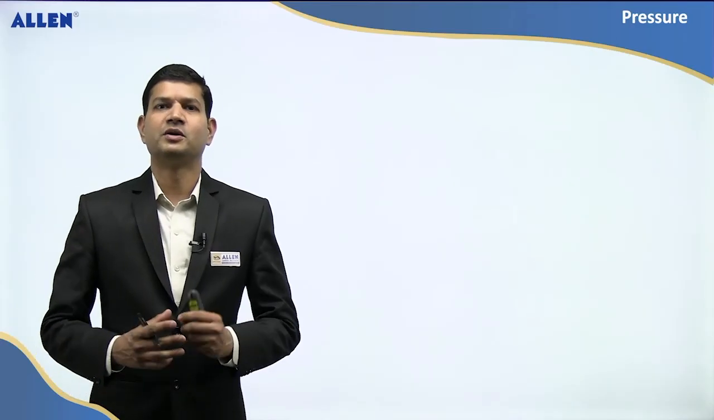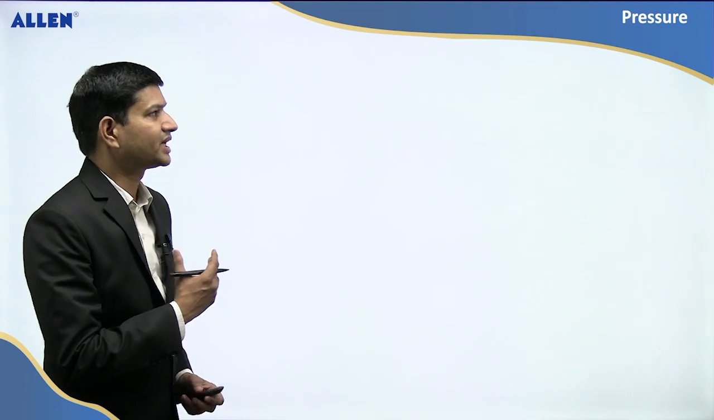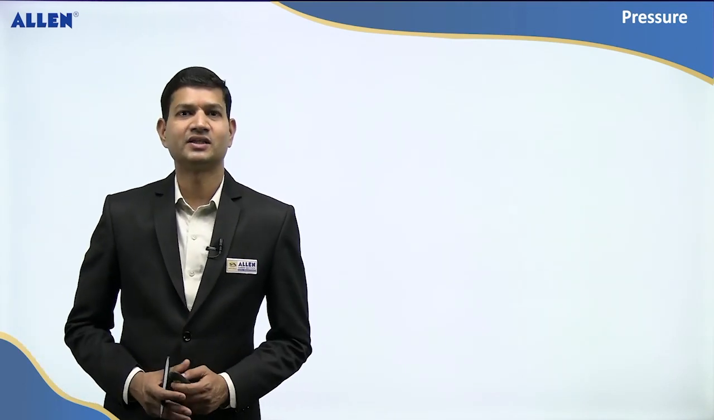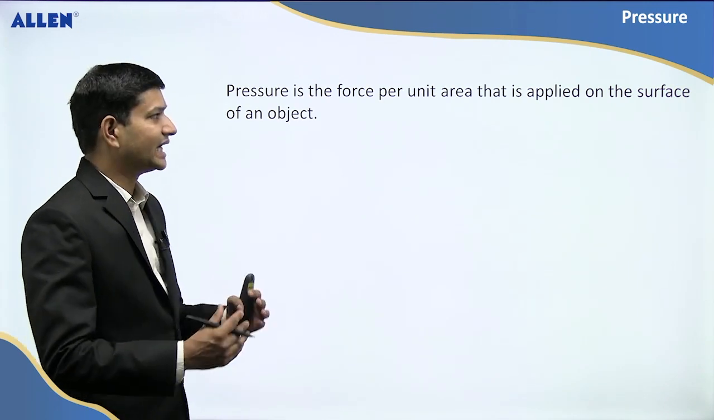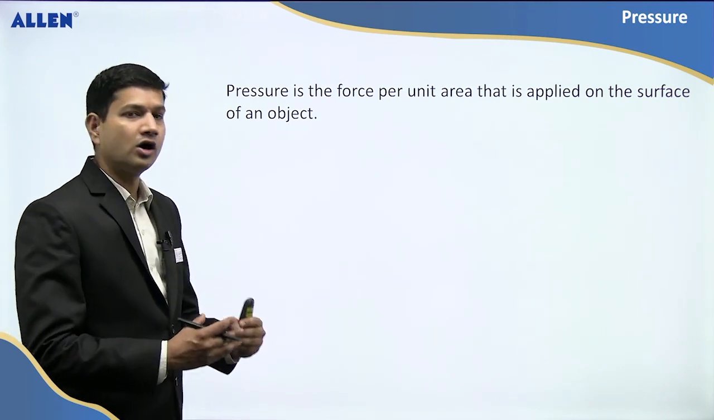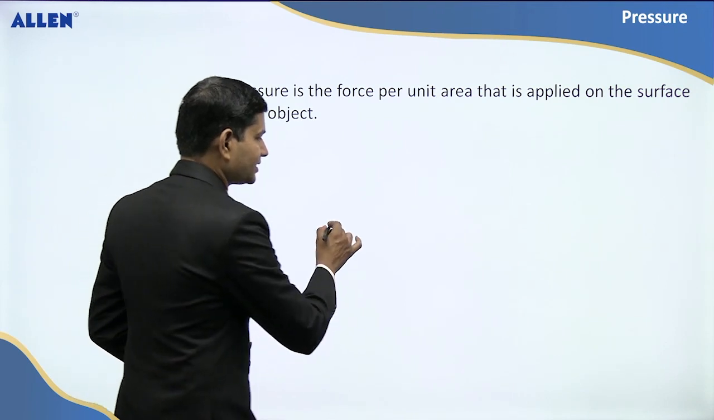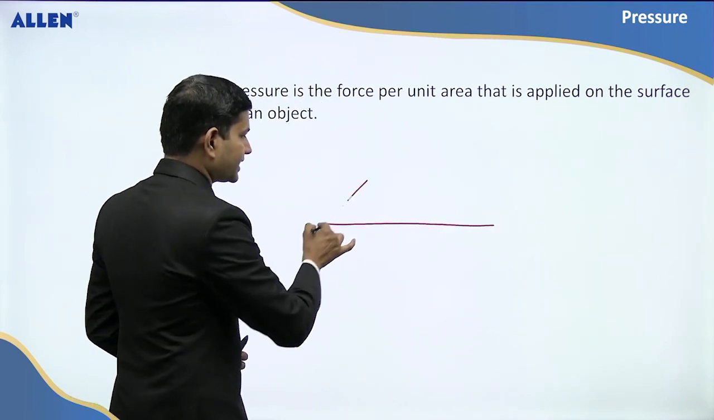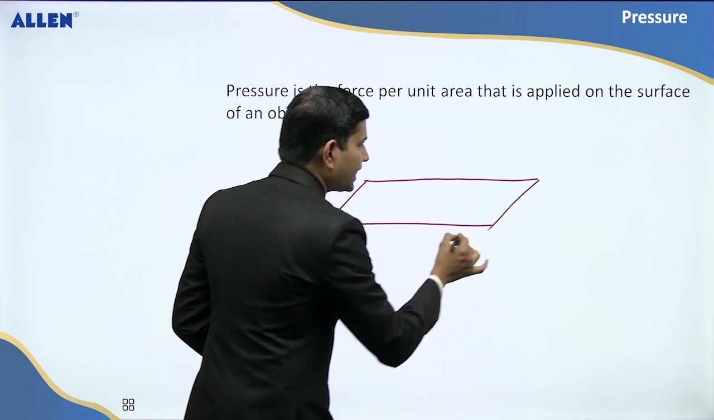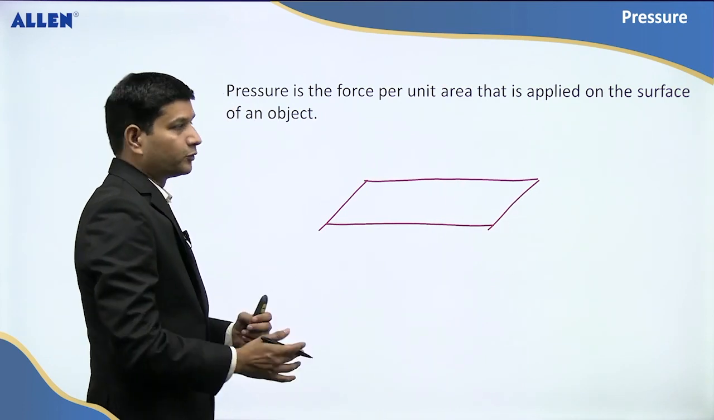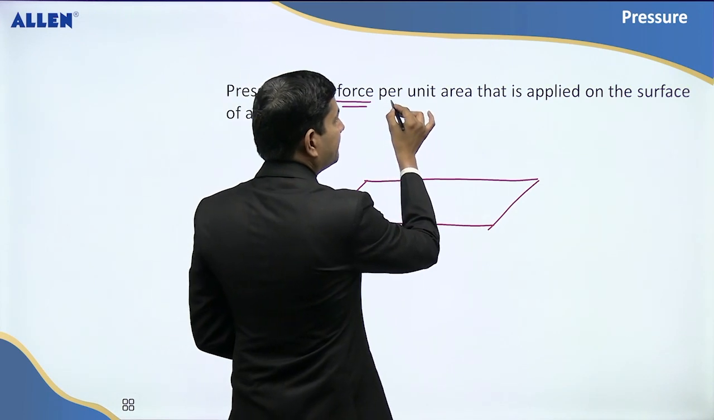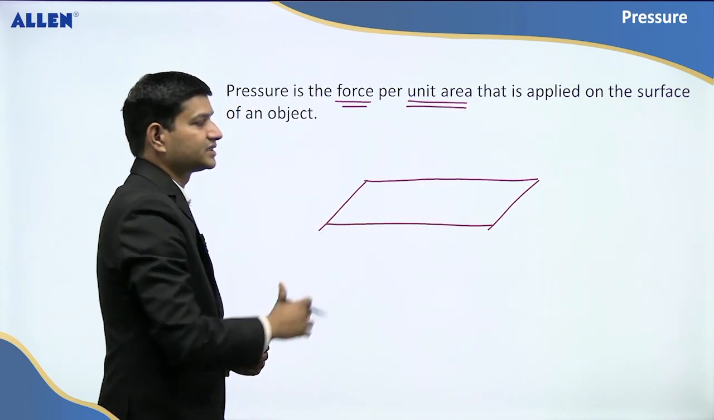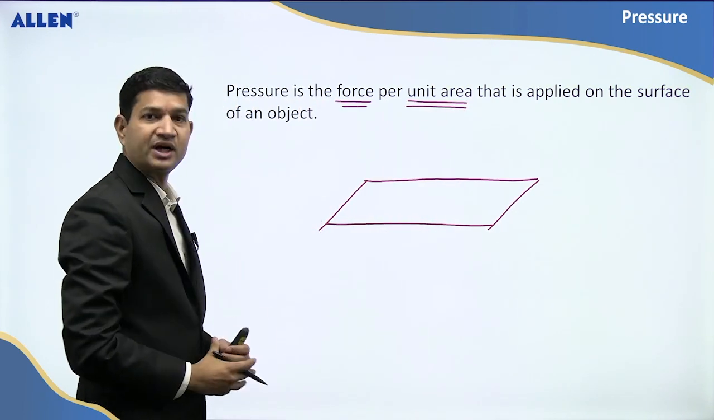So students, now we will move on to our next topic, that is pressure. What do we understand by pressure? Please pay attention. Pressure is the force per unit area that is applied on the surface of an object. We are having a surface, and the force which is applied on unit area of this surface will be known as pressure.